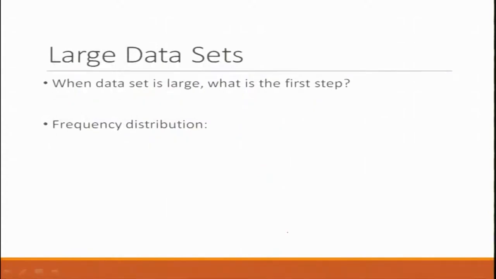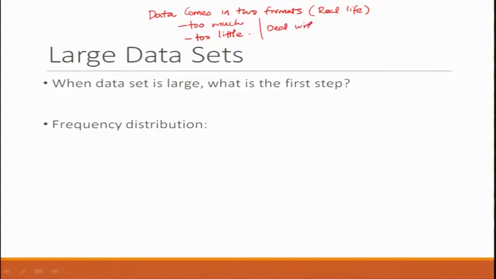So as we said earlier, most of the time data comes in two formats, unless it is a textbook, that is, in real life. The format is too much or too little. So then we have to have methods or mechanisms to deal with this. Today we are going to look into when the data set is large, if you have a large data set or too much data, then what is the first step, or what do we do?